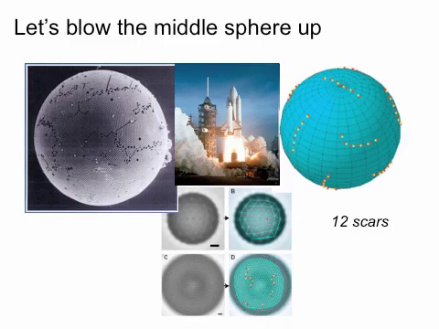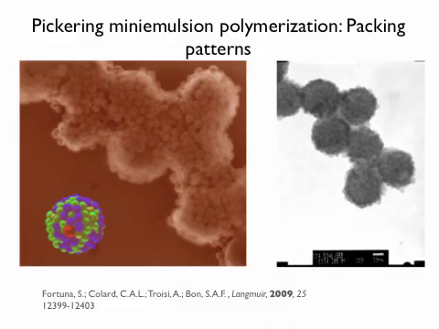So 12 scars. So even in 2D, when you pack particles around the sphere, there are 12 spots where you'll get a so-called grain boundary scar. 12 places where it goes wrong. So that's fun. So what about our system, right?